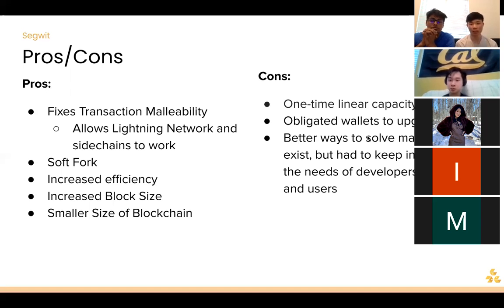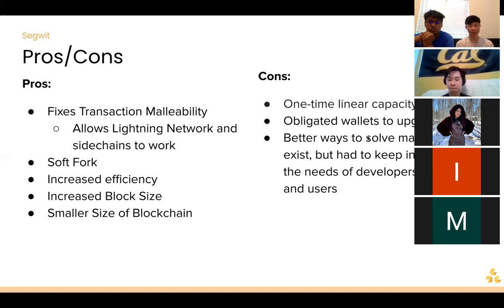In terms of cons, like we said, it was just a one-time linear capacity increase for block sizes. So it's cool for a little bit, but we'll need more scalability solutions in the future. There's also that it obligated all wallets to upgrade. So all nodes had to take the responsibility to update their software, their wallet software, to be compatible with Segwit. And even though Segwit is backwards compatible with transactions that are pre-Segwit, nodes are still incentivized to use Segwit because it has all these benefits.